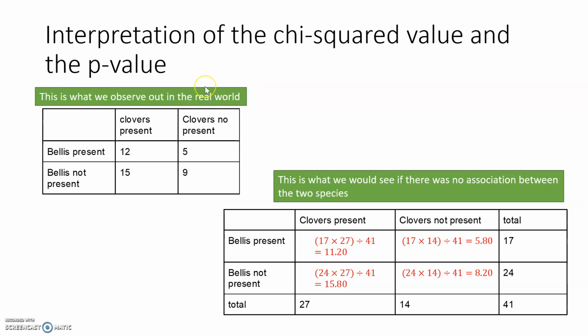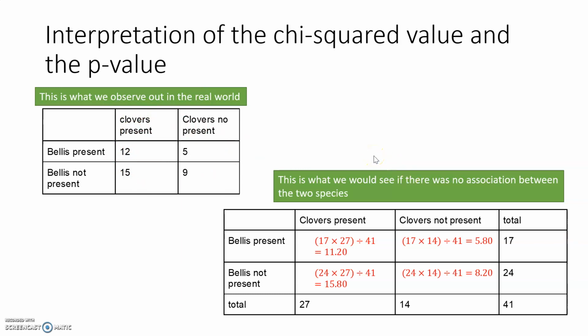So I've taken an example from one of your reports. This student has looked at these two species, the bellis and clovers, and has gotten these numbers when collecting data outside, right? So in 12 quadrats, both were present. In 9 quadrats, none of them were present. And then only bellis, and then only the clover. And this is what we observe out in the real world. When we go outside and look at what it actually looks like, this is what we get, right? So these are the observed data.